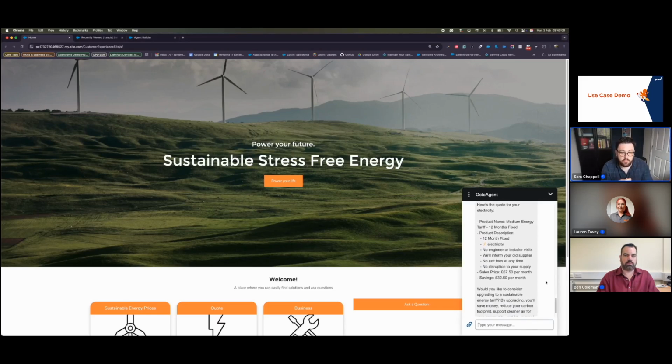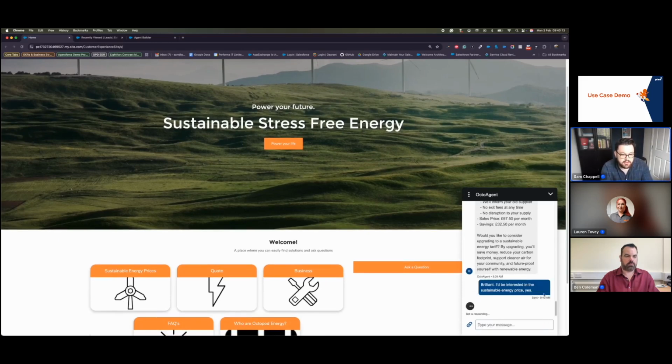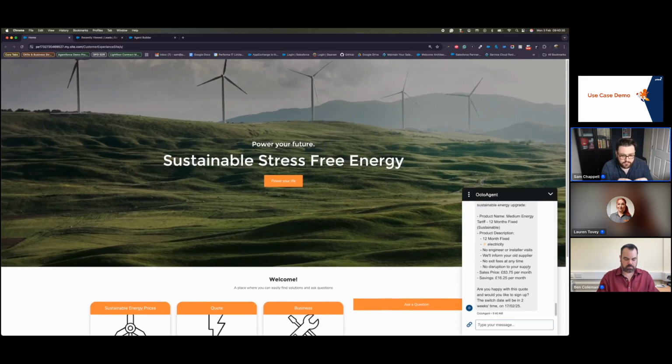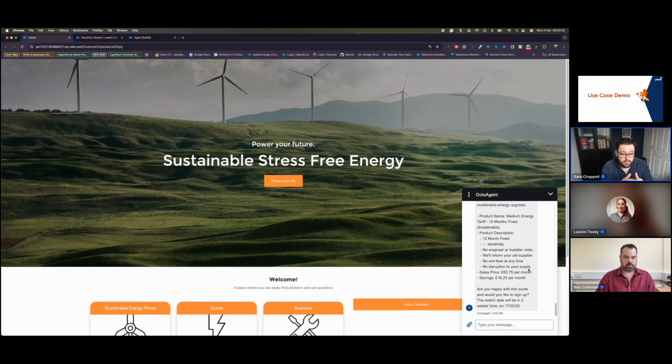So we can see we've brought back our new price, a product description. We can see the savings per month that we're going to be doing, but we're also adding an upsell in there of asking if they want to upgrade to their clean or sustainable energy tariff. Once we do that, depending on the answer that we get, in this case, we're going to say that we would like to do that. We're also going to add that new product to the opportunity that we've generated in the quote, update the price, update the savings, and make sure to see if we're happy to progress forwards with this.